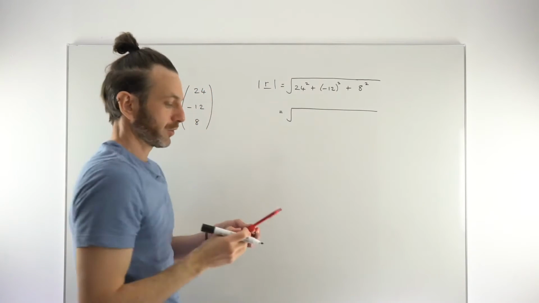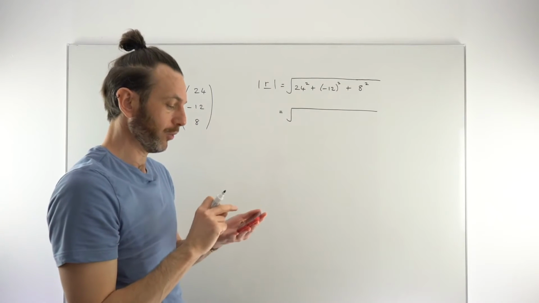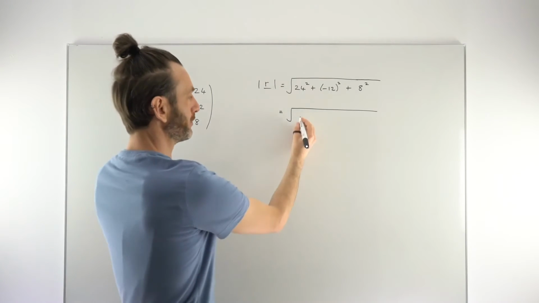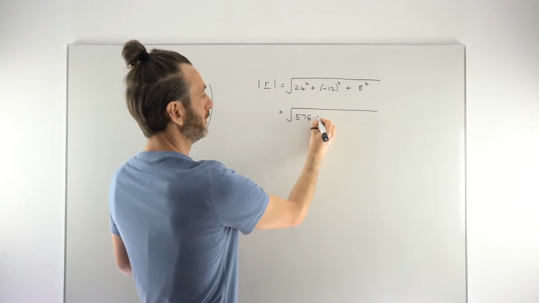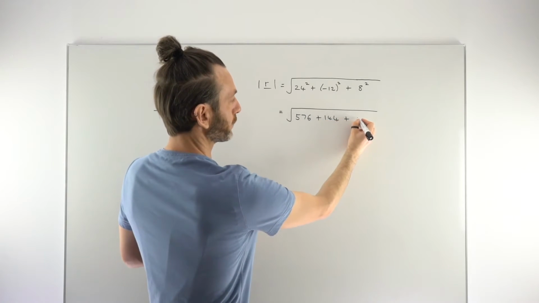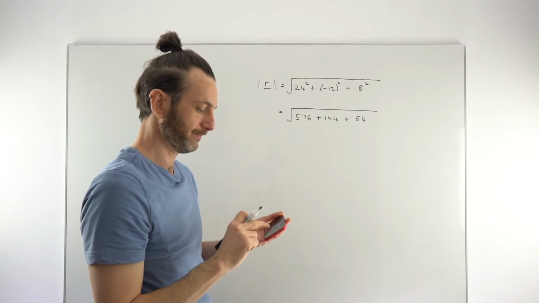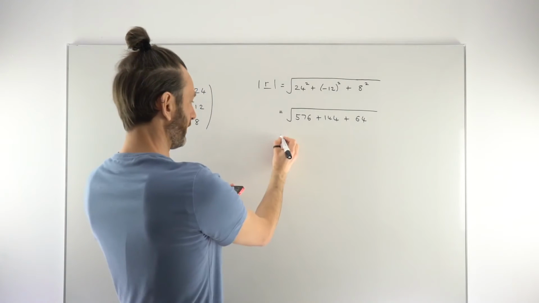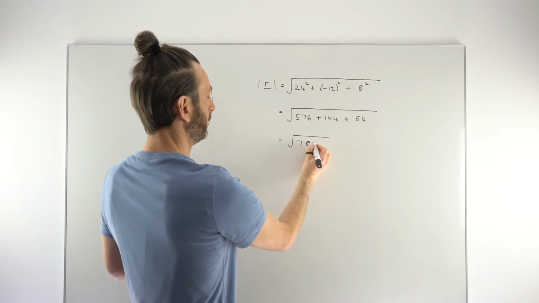So just go ahead and start putting these numbers into your calculator. You can put this all in one go, but if you're going to do that, be very careful. I'm just going to break it down. So this would be 576 for the 24 squared, 12 squared or minus 12 squared is 144, and 8 squared is 64. So just go ahead and add these together. Okay, so it's 784. So it's going to be the square root of 784.